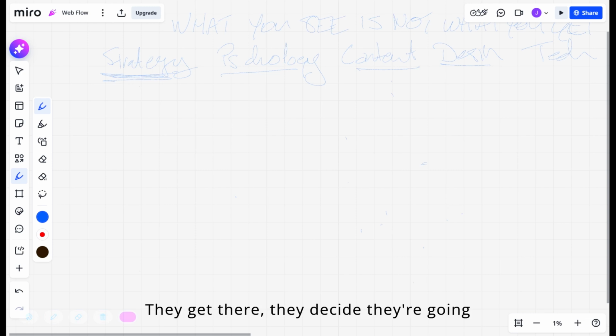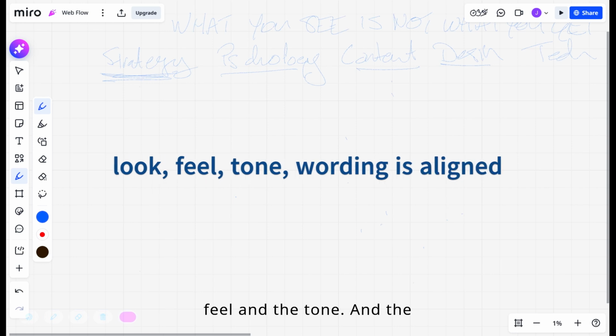And if they decide they're going to opt in, they get the lead magnet. The lead magnet needs to feel like part of the family. It can't be something completely different, because that's not what they signed up for. That's not what they expected. So it's really important that the look and the feel and the tone and the wording and everything is all aligned.